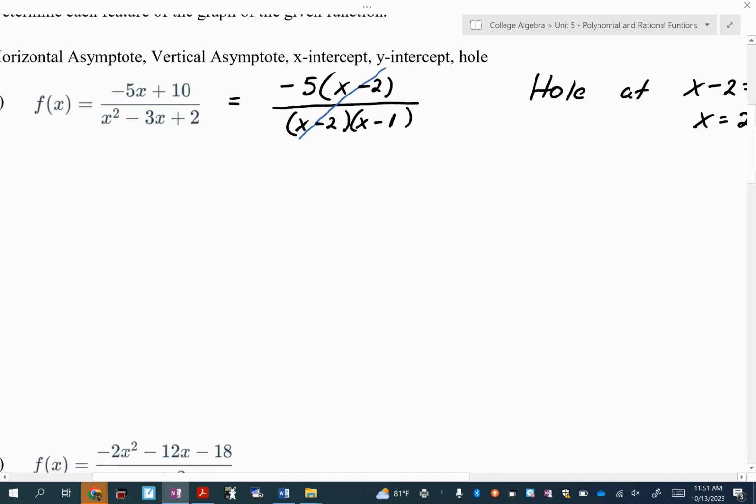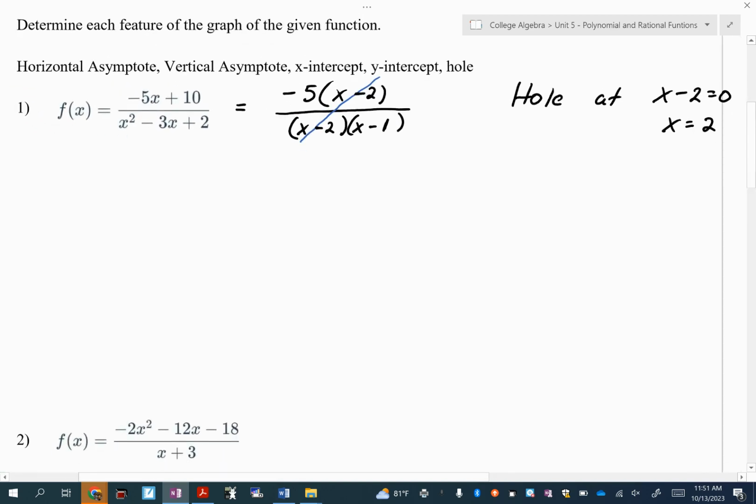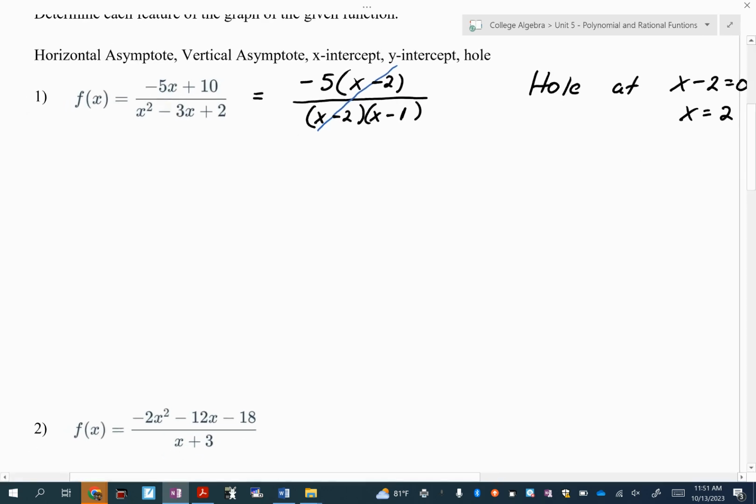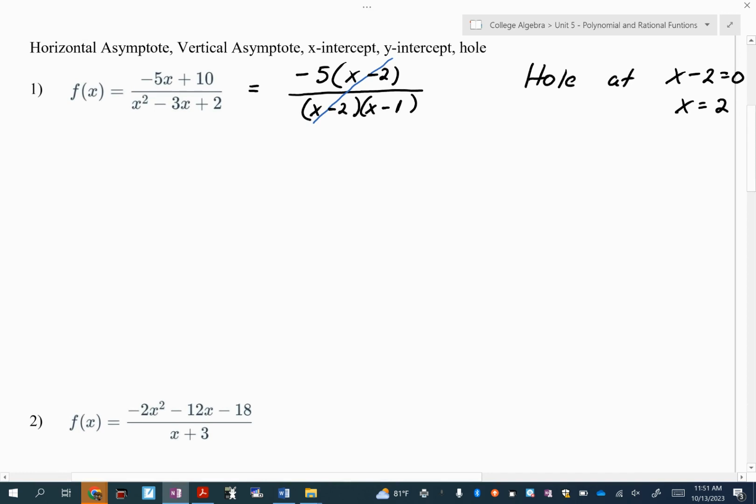All right, so in a moment we're going to figure out what the y value is for that hole, but always set the factor that you cross out, your common factor, equal to 0 to find that x value. So here's the function I'm going to keep going with: -5 over x minus 1.